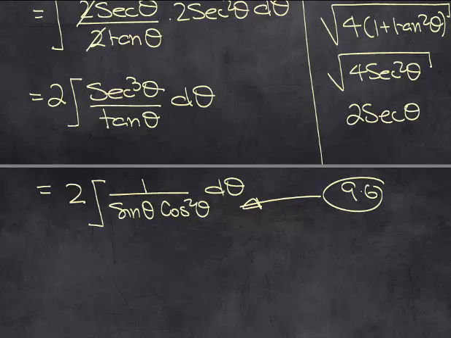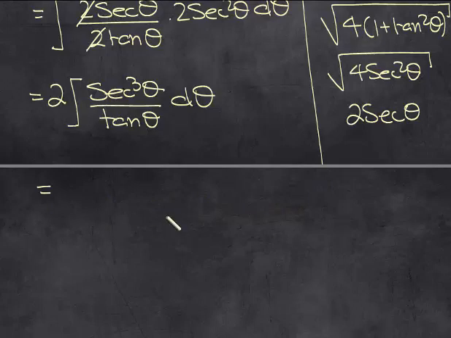Is that okay? So what else can we do? Well, I can still work with this and see if I can make any progress here. Secant cube can be written as what? Secant squared times secant, right? Is that okay? And secant squared is what?